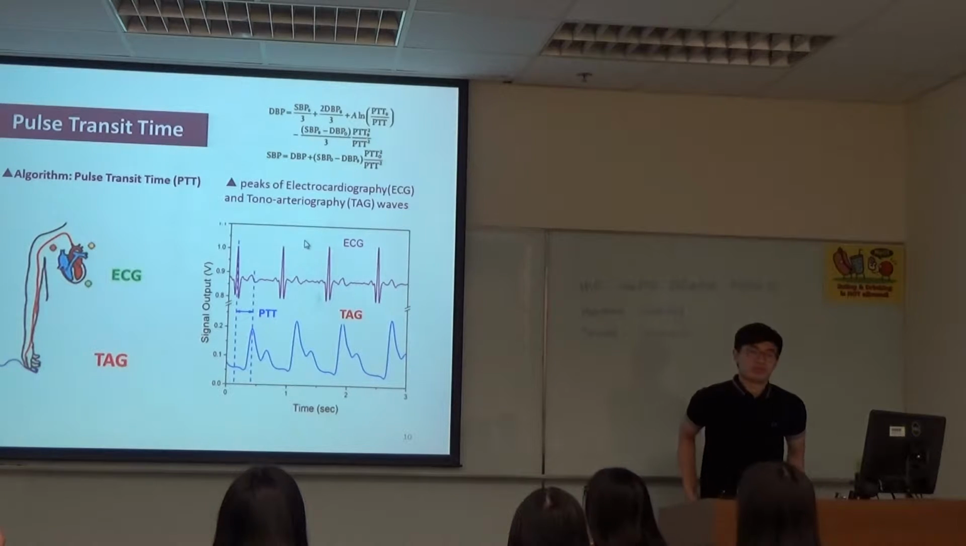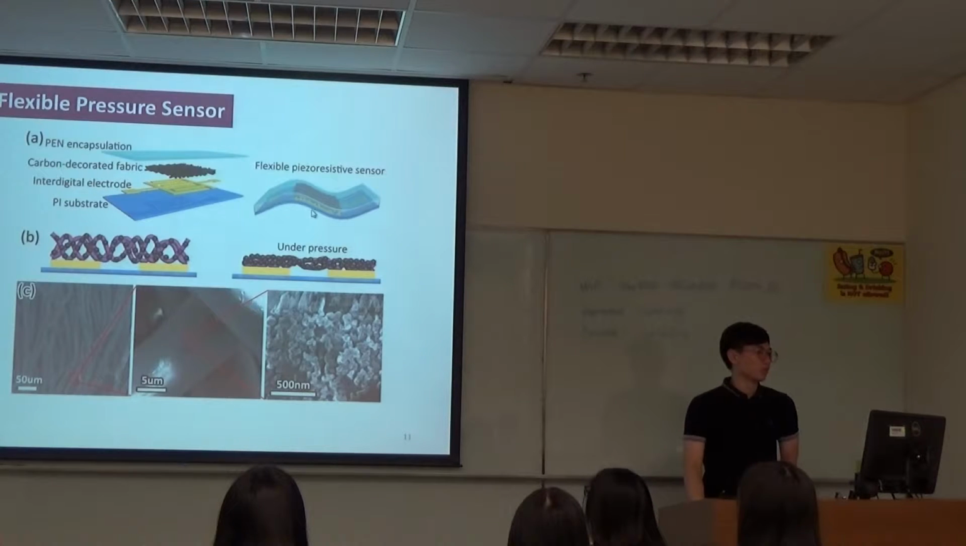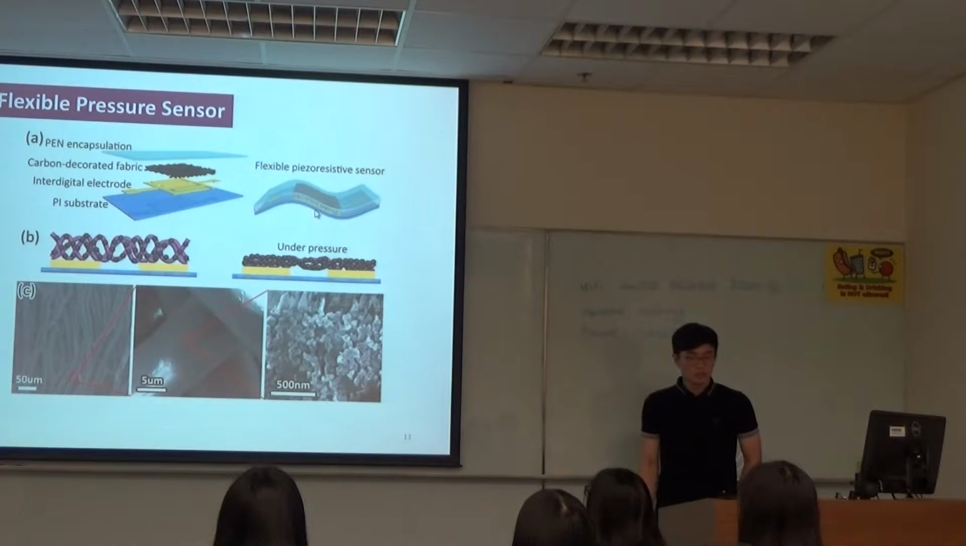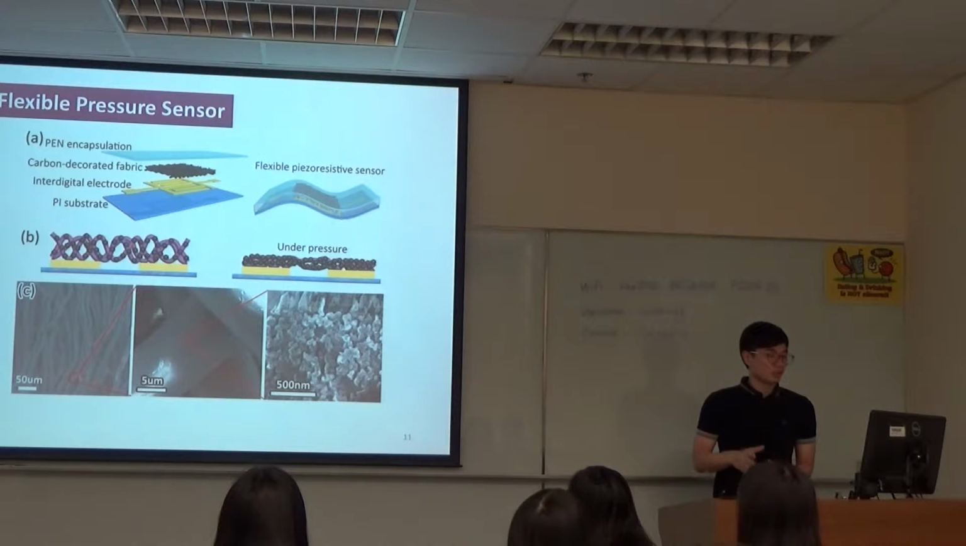For the ECG sensor, I will not go through it because we just buy the commercial one. But the pressure sensor, we made it on our own because we want a very small, tiny, and flexible pressure sensor rather than those with a very large cuff, which is not convenient. So how do we make our flexible pressure sensor?